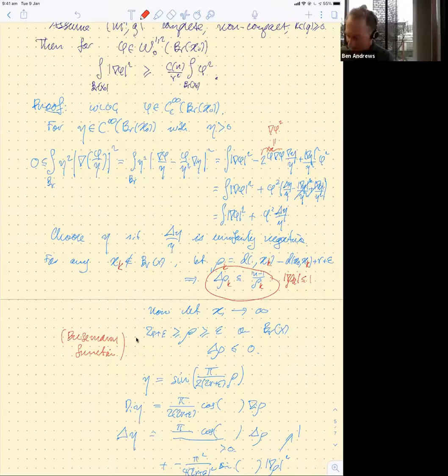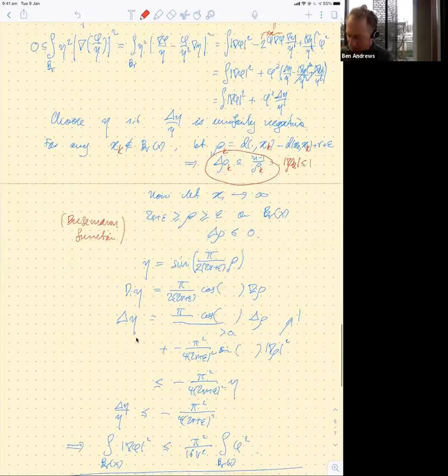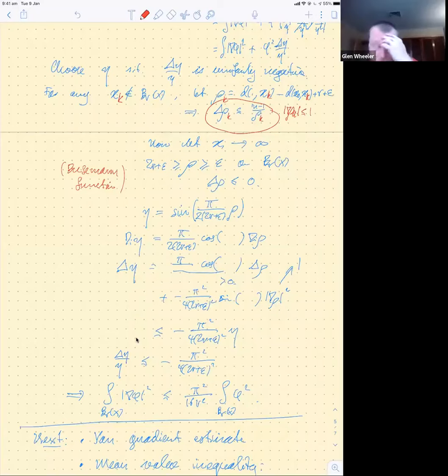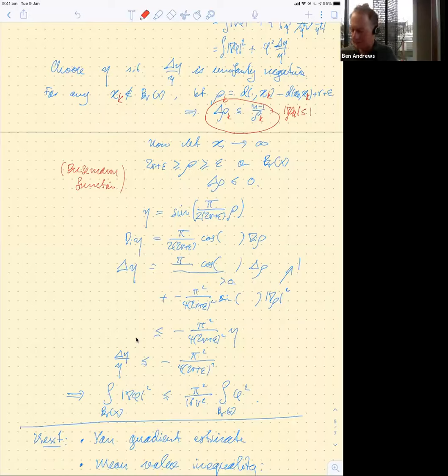In fact, the bound I get here is pi squared on 16r squared. The diameter of this set is almost 2r, so you should think of this as pi squared on 4 times the diameter squared. I think that's actually sharp in this situation. Even though it looks like you're missing a factor of 4, there are situations where that's sharp.